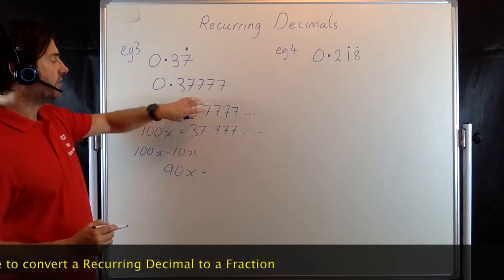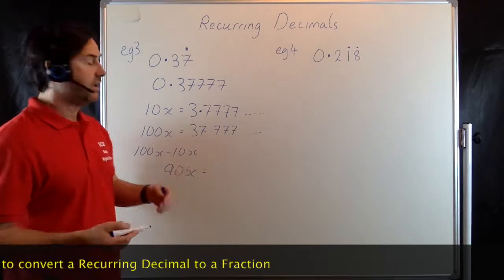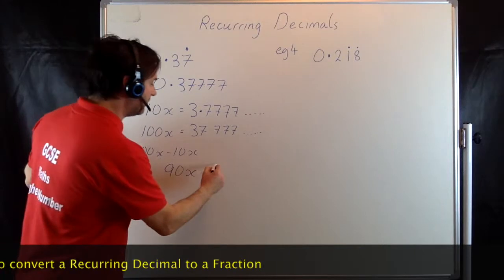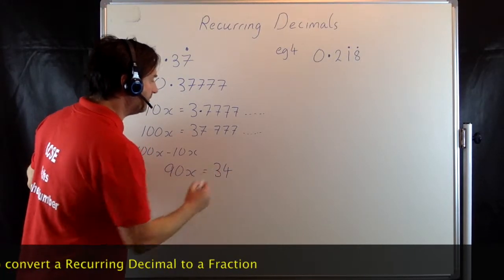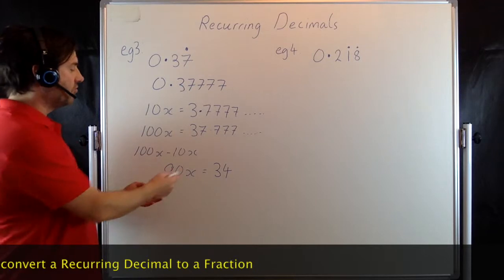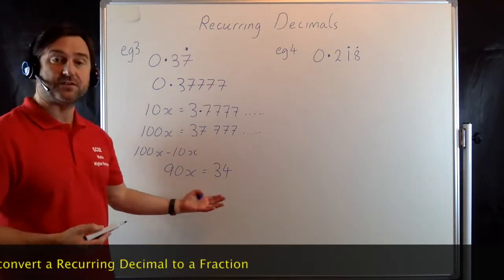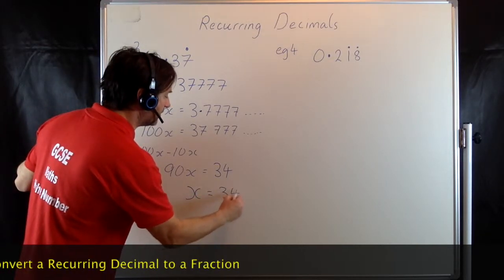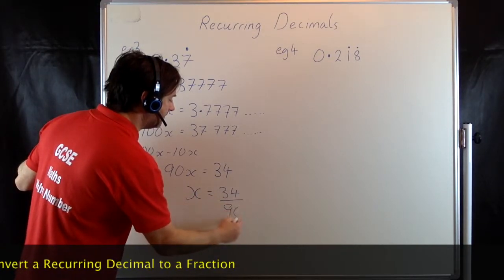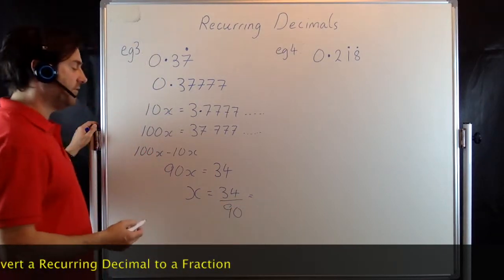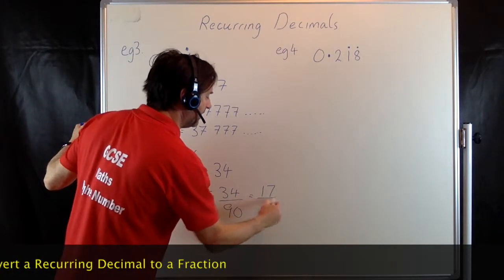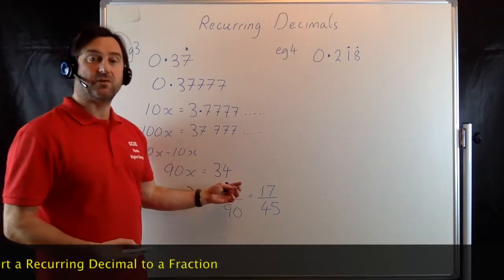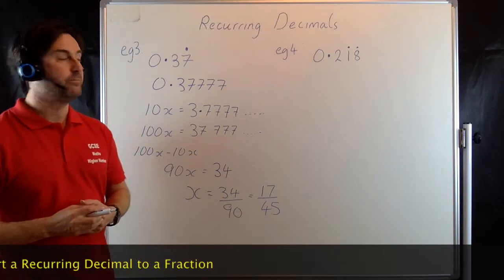And if I take 3.777 recurring away from 37.777 recurring, I'm going to be left with 34. Now I can just move the 90 to the other side and divide, which leaves me with x equals 34 over 90, which I could then simplify to 17 over 45. I know that won't simplify anymore because 17 is a prime number.